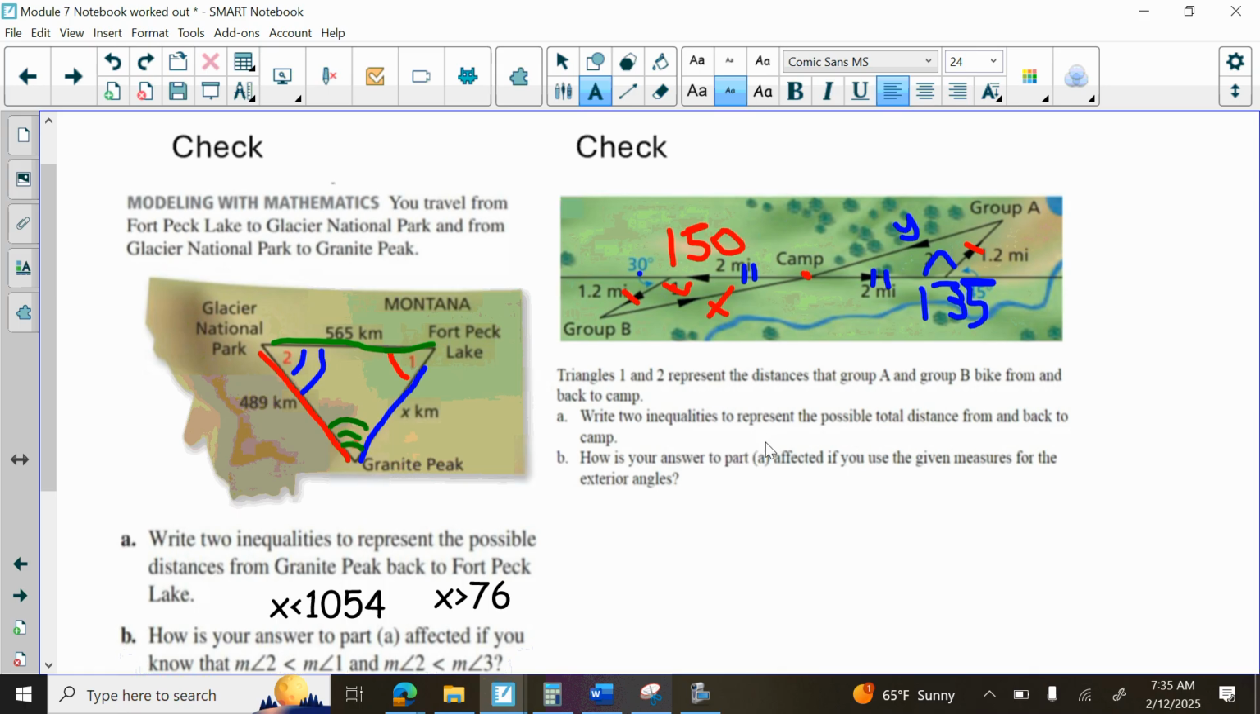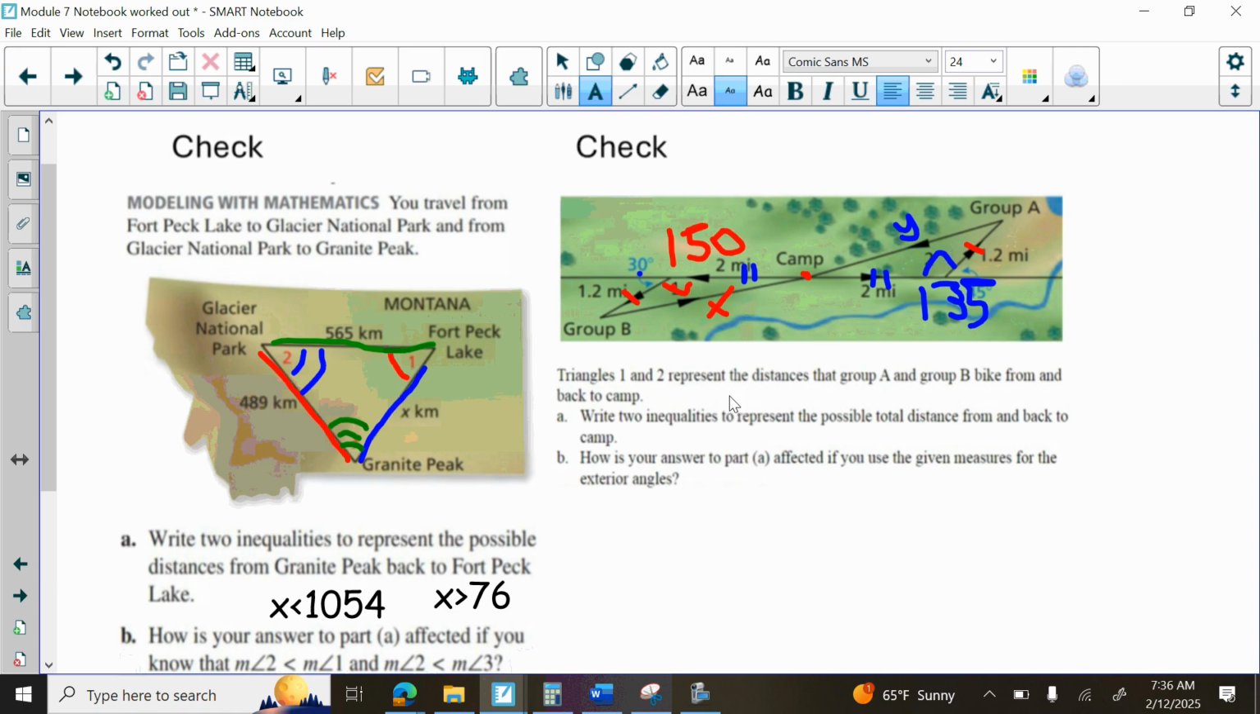So I know that it says write two inequalities that represent the total distance from and back to the camp. So I label it X. I'm going to say X plus 1.2 plus 2. Hold on.